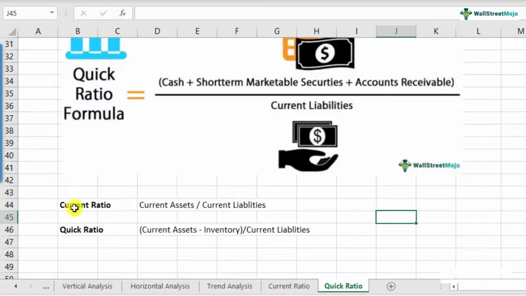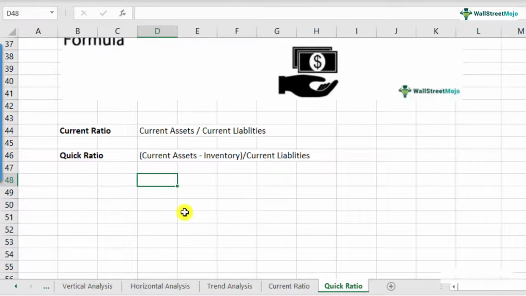I'll come to the limitations and why quick ratio is super useful if you are looking at analyzing a specific company. And all financial analysts, believe me, use this as one of the most important ratios to look at. Let's look at an example.